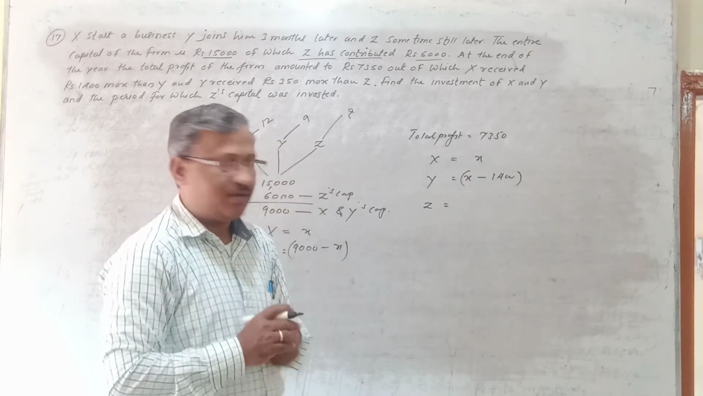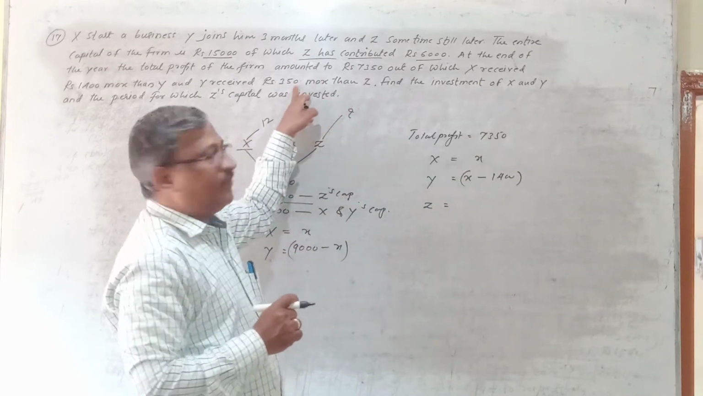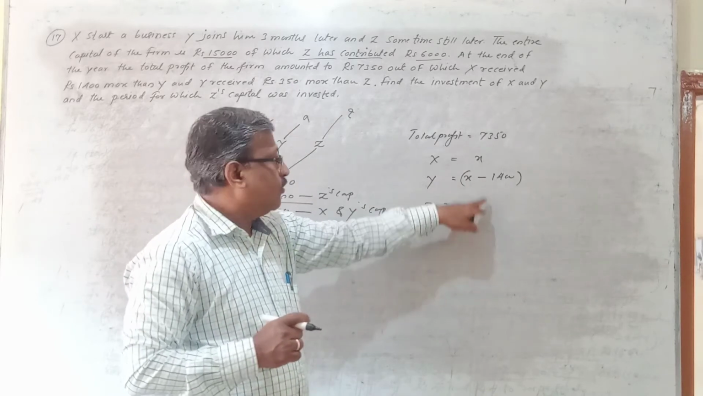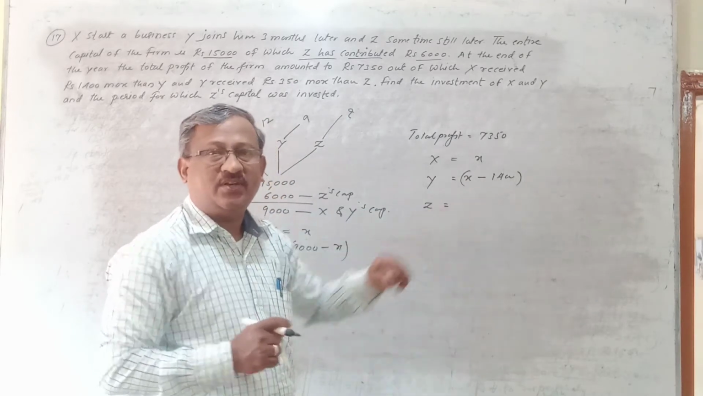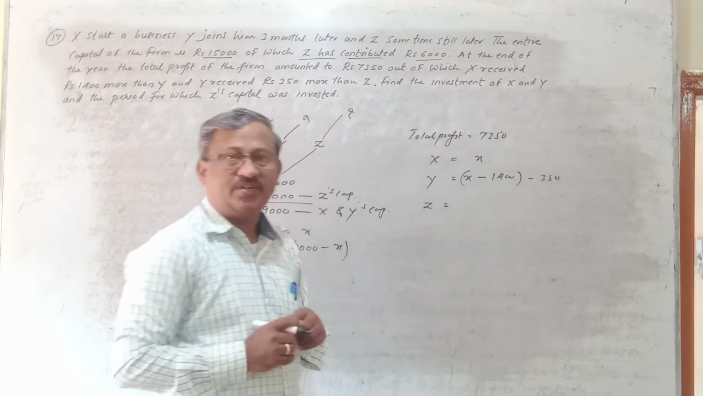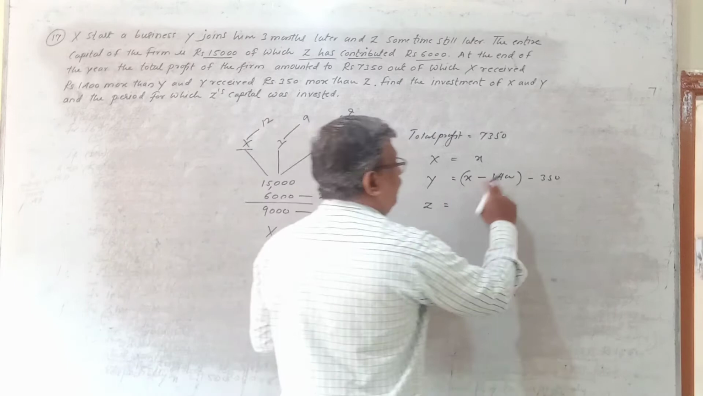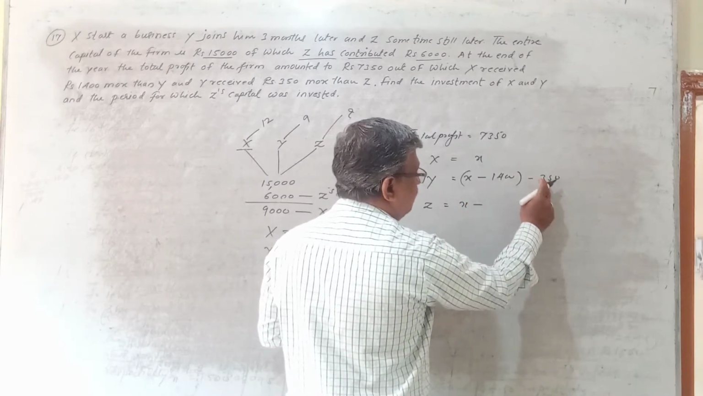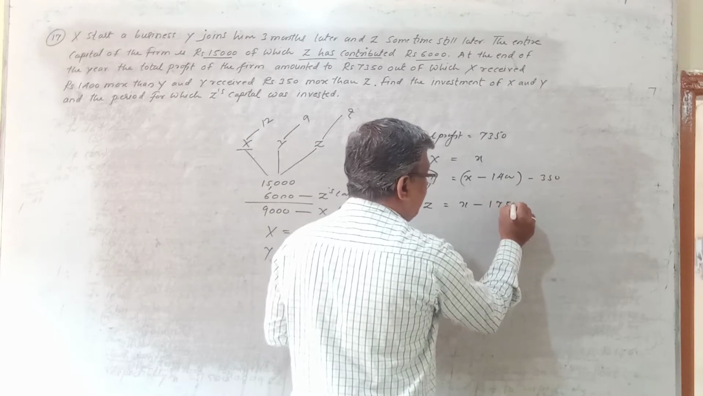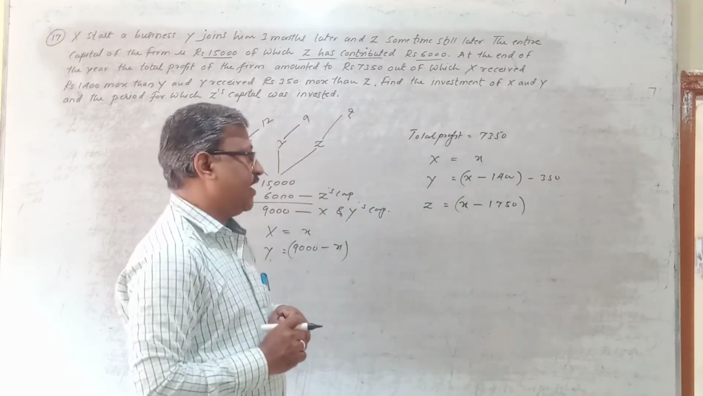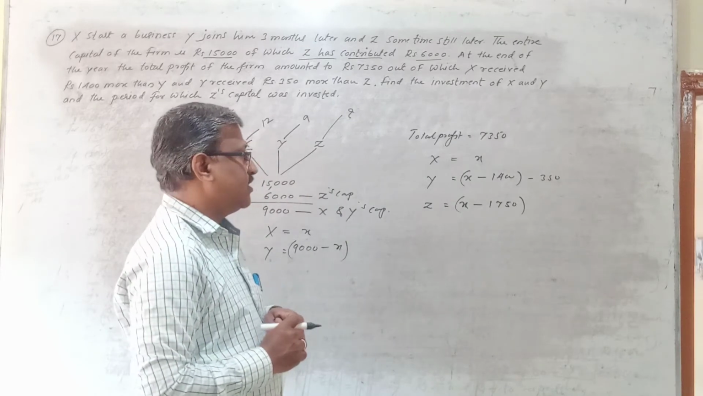To find Z's share: Z is getting 350 less than Y, which means Y's share is known. So to get Z's share, what do you have to do? From Y's share you have to minus 350 rupees. If you minus this, we get x minus 1,400 minus 350, which comes to 1,750 rupees. So Z's share must be how much? x minus 1,750 rupees.